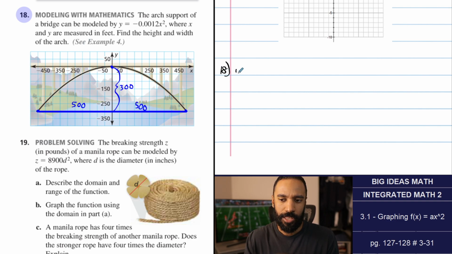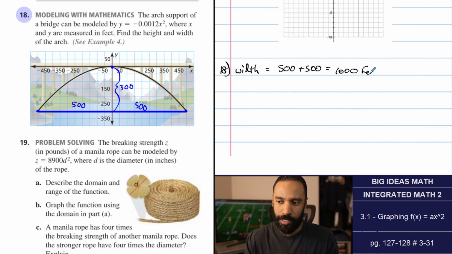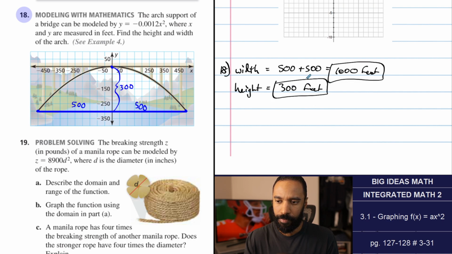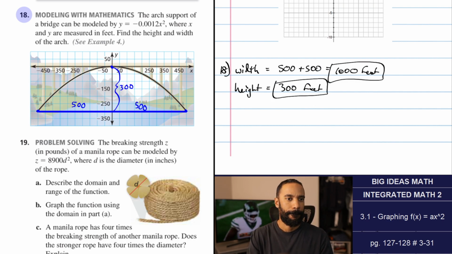Number 18, the width is 500 plus 500, or 500 times 2, which is 1,000 feet. The height is 300 feet. And that is of the arch. And that's it. Much faster than some of the other ones.